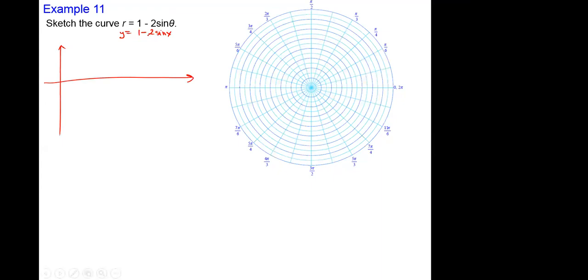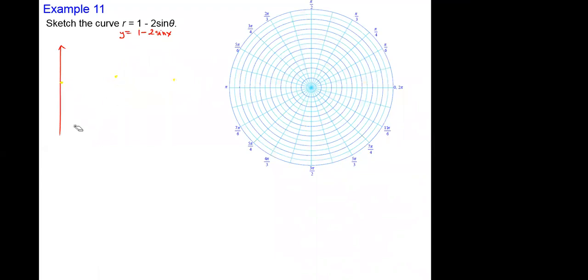This is 1 minus 2 sine theta. So I can maybe do this. Sine looks like that. Negative sine will be just the opposite. So this is negative sine. Negative 2 sine will be longer, right? We have to multiply each value by 2, but zeros will stay 0 because 0 times 2 is 0. And now the longer one, I have to shift 1 unit up.